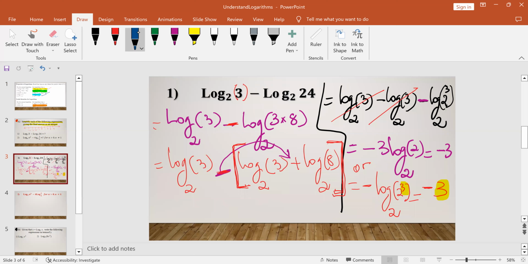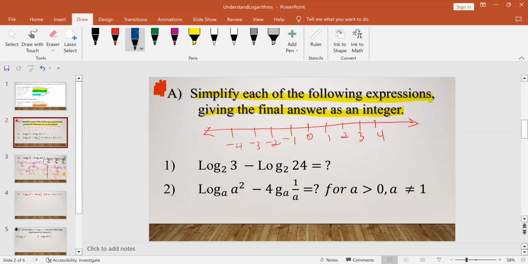So the first question has answer negative 3, and you see that the answer is an integer. It's an integer, so the log disappeared. Okay, let's see question 2.